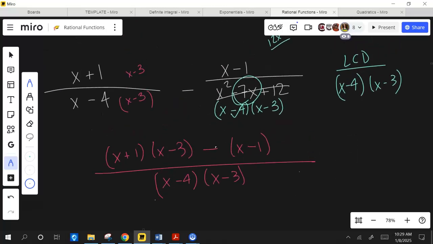So you can only combine them into one if they have the same denominator. Oh, so she's still gonna multiply. Yep. I haven't done it yet. Did I skip too much there? Is everybody with me?